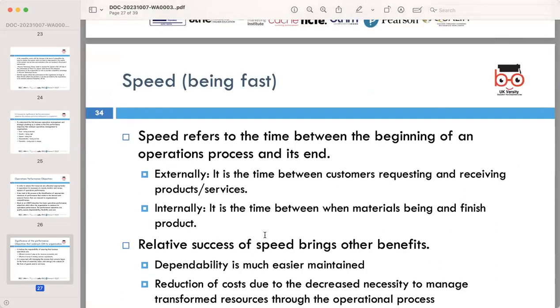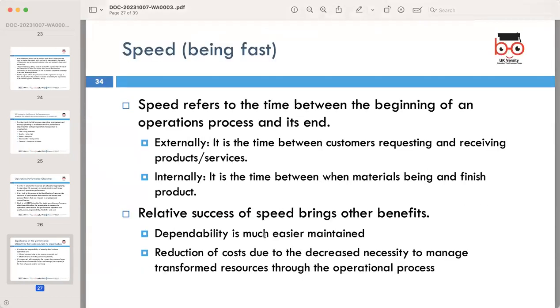Then speed refers to the time between the beginning of an operation's process and its end. Externally, it is the time between customers' requirements and receiving the product or service. Internally, it is the time between when the materials begin and the finished products.